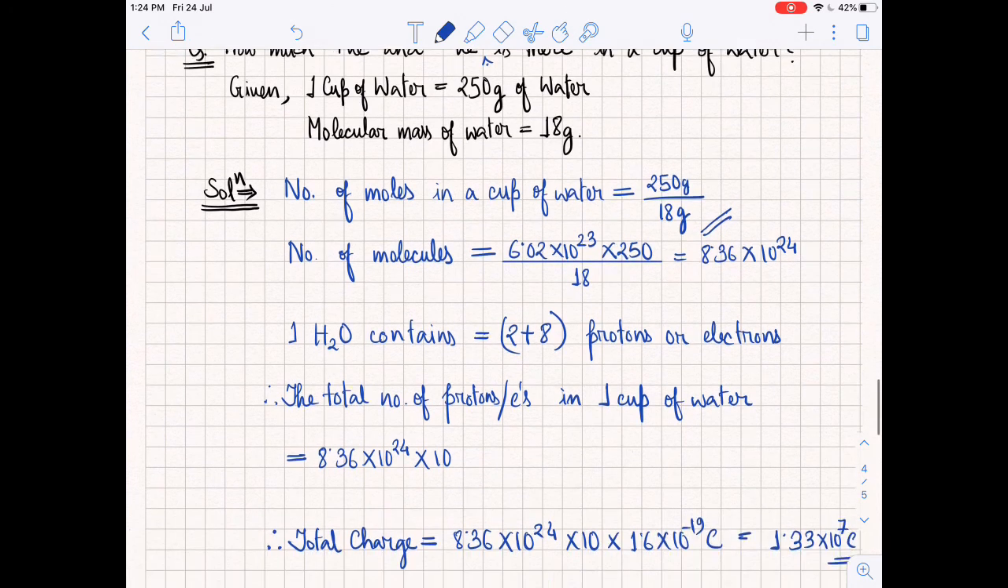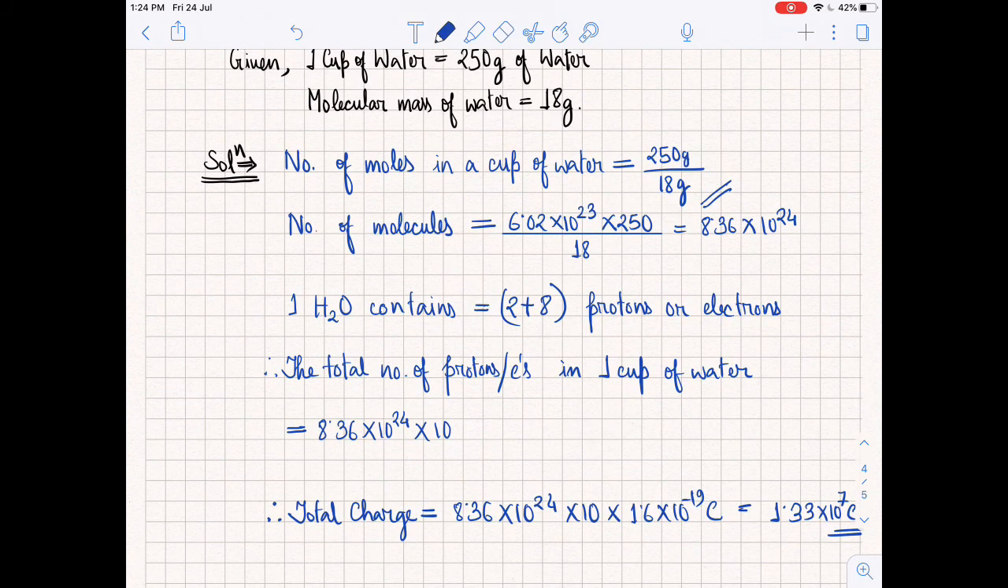Now we know that 1 mole of any substance contains Avogadro's number of molecules. Avogadro's number is 6.02 into 10 to the power 23. So the total number of molecules in 1 cup of water will be Avogadro's number multiplied by the number of moles. This gives the total number of molecules as 8.36 into 10 to the power 24.